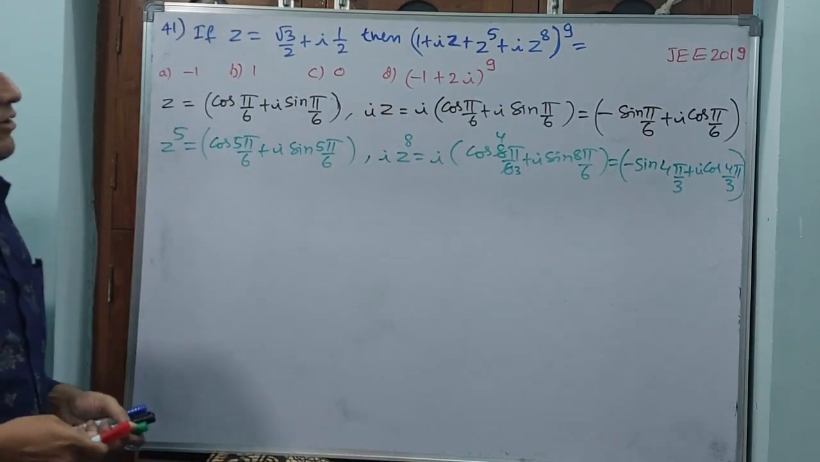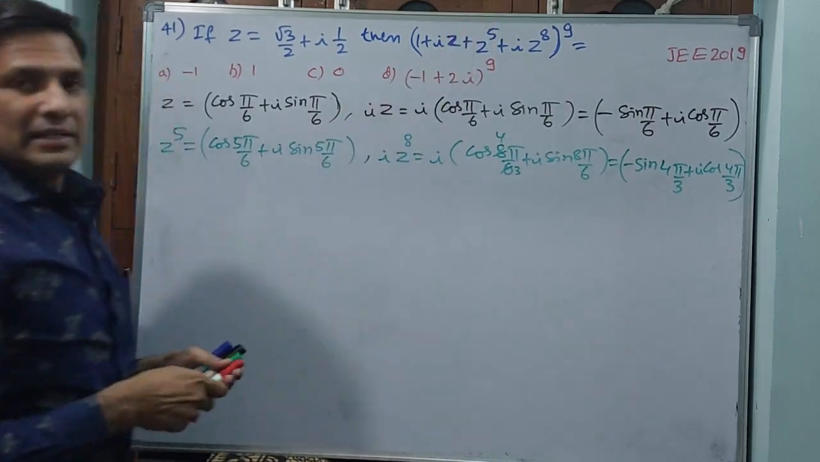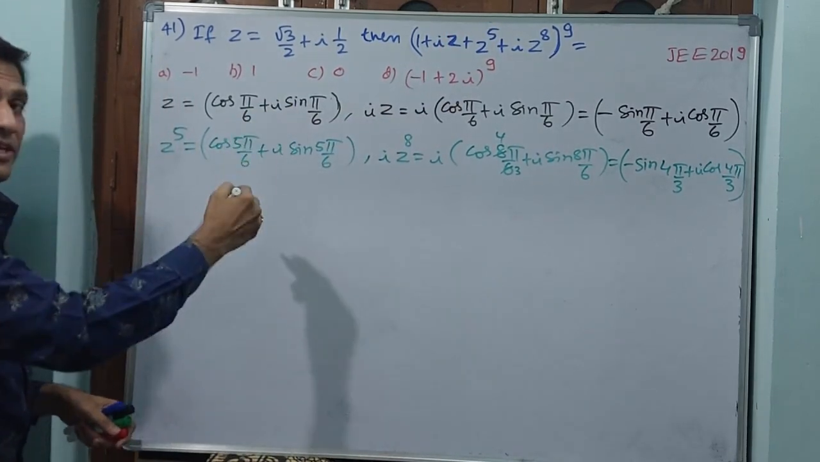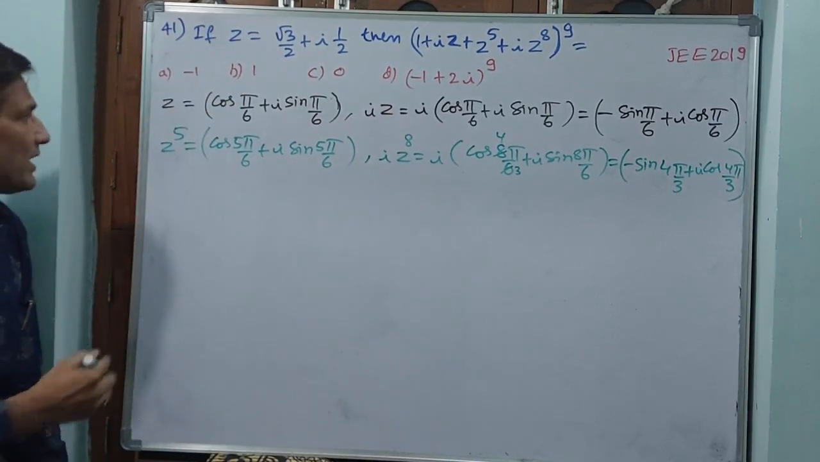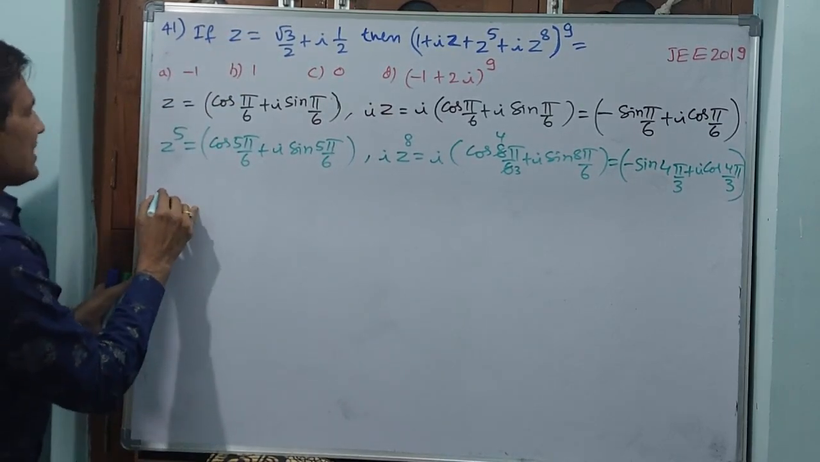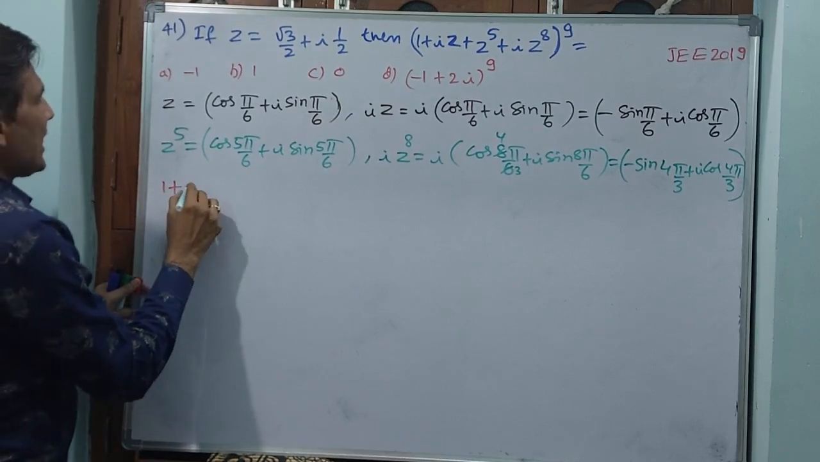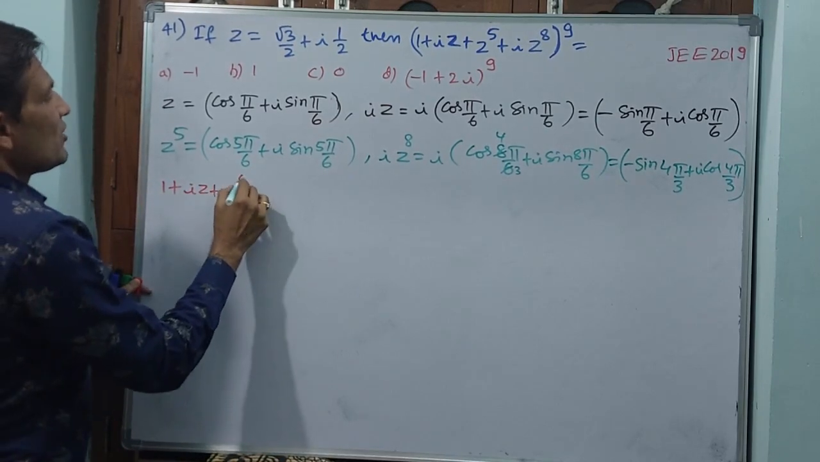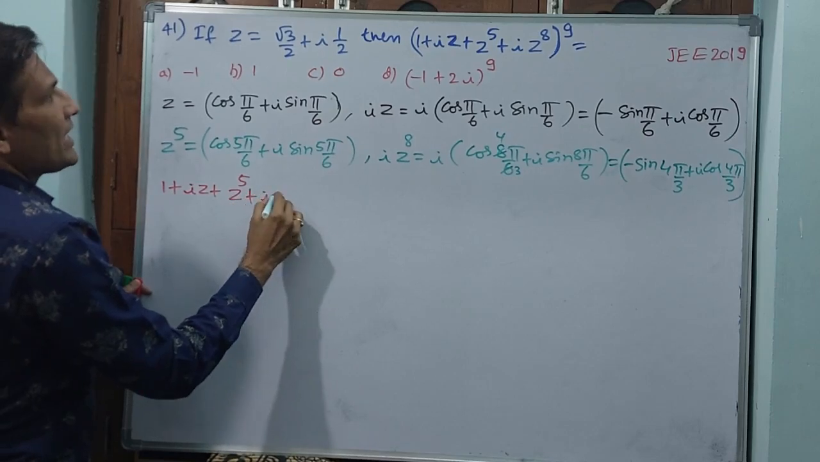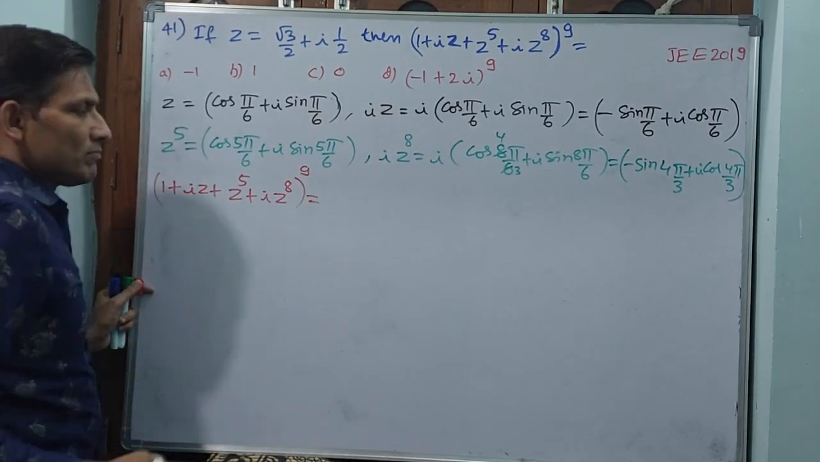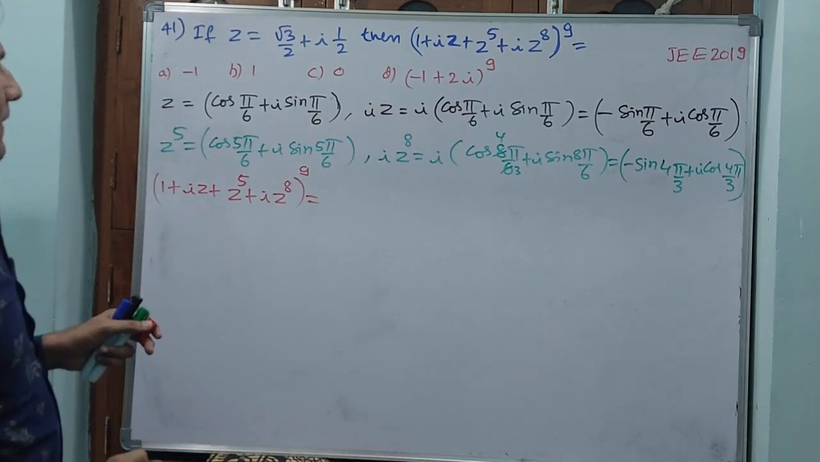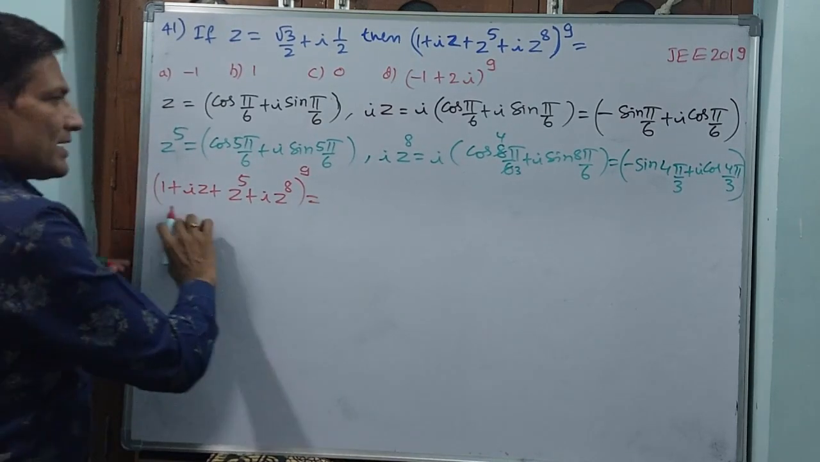Now you have got all values. You first add, afterwards we will send 9. While sending 9 also, again you are going to write in cis form. Then only you can send it. Okay, write down then: (1 plus iz plus z to the power of 5 plus i into z to the power of 8) whole to the power of 9 is equal to, okay, shall I write it here?